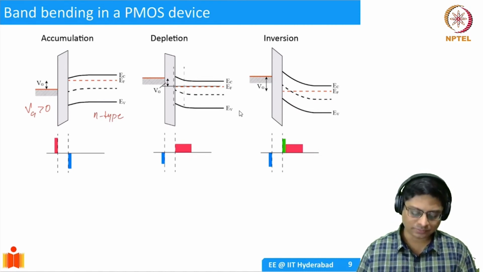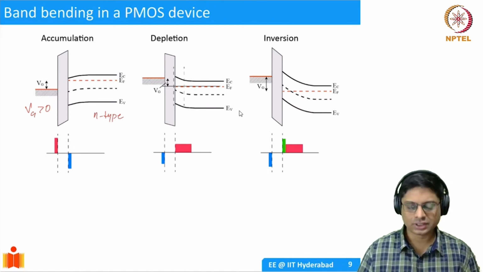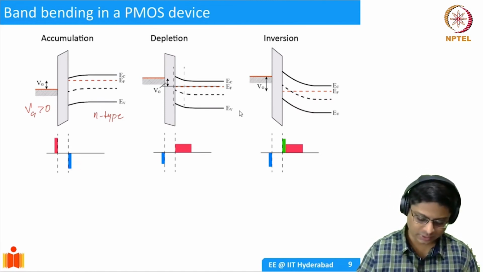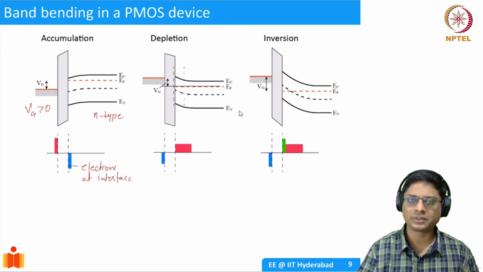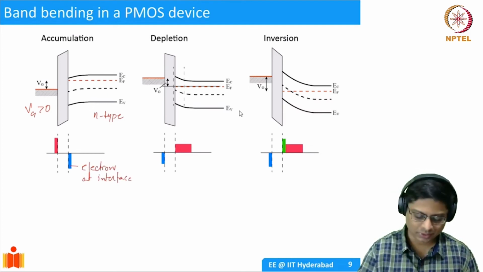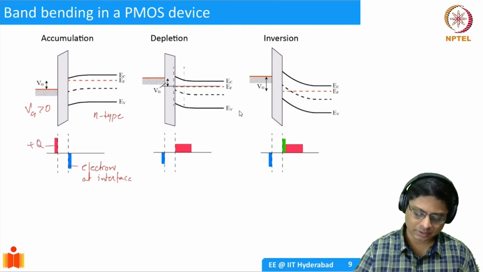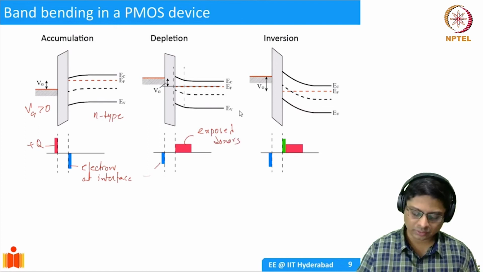In accumulation, when you apply a positive voltage, you have electrons accumulating at the interface. That's what we are showing here. This is electrons at the interface. It's going to be the exact opposite of whatever we saw in the NMOS case. This is plus Q, the gate charge. Now, if you deplete, you will have these exposed donors, and minus Q in your gate voltage.